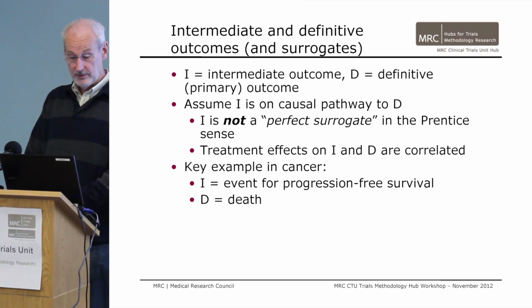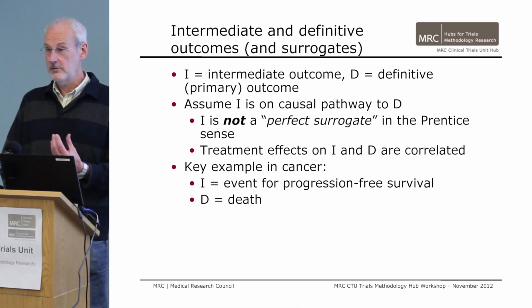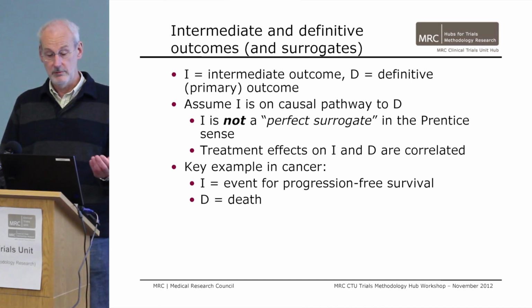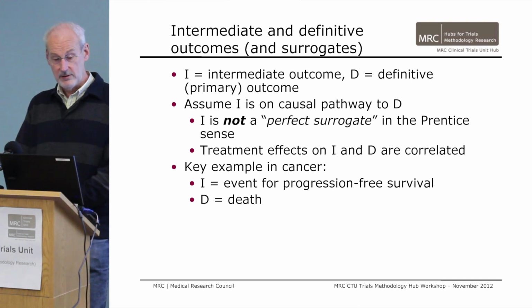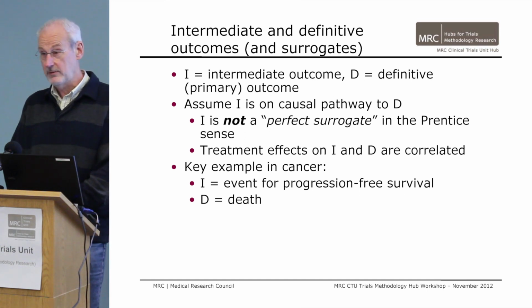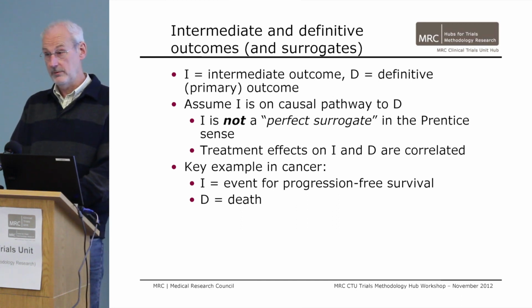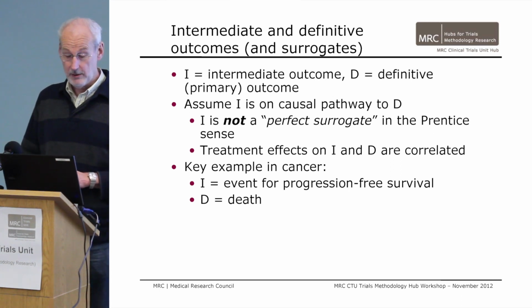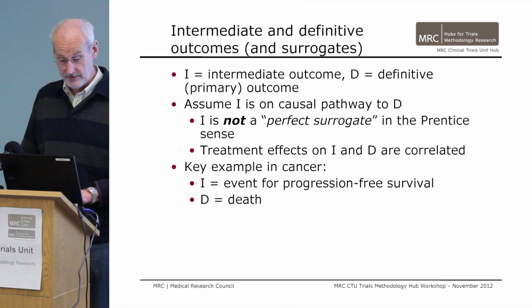So what we assume here is not so much that I is a surrogate, which is a very strong requirement of an intermediate outcome measure, but more that the intermediate measure is on the causal pathway to death particularly. So whatever causes death is also going to affect the other outcome, the intermediate outcome. And because of the way we define this, the usual situation is that treatment effects, if they exist, if there is a treatment benefit, for example, tend to be correlated between the 2 types of outcome. And the absolutely canonical example in cancer is that the intermediate outcome is an event for the progression of the disease or to death, and that D, as I said earlier, is death itself.